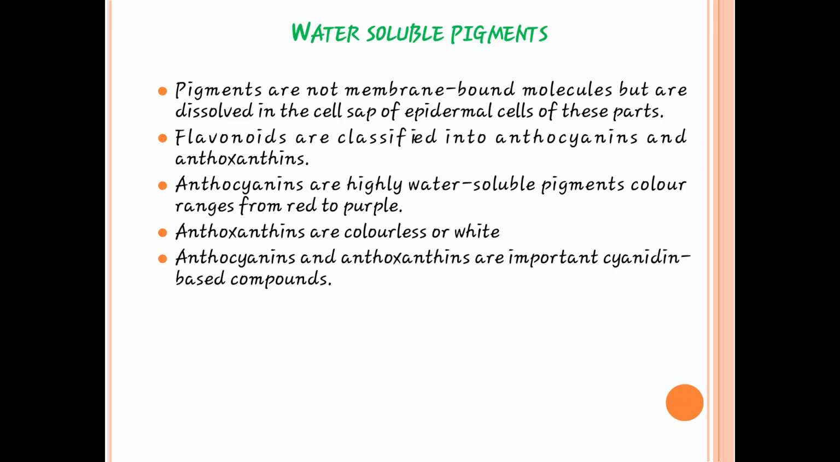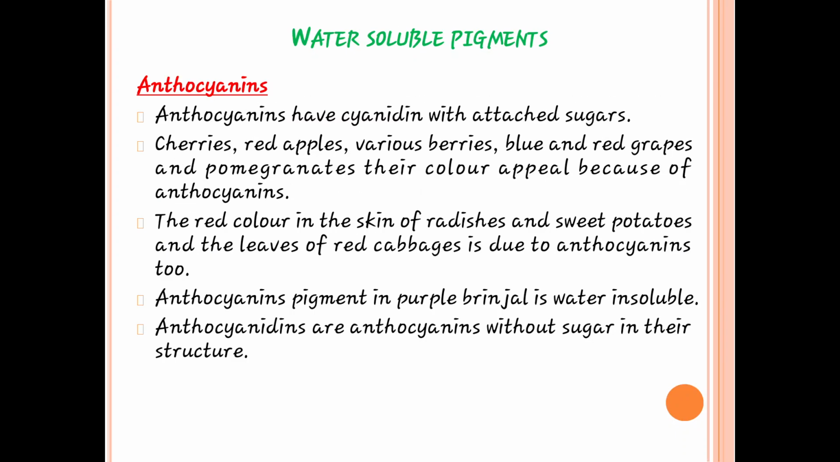Next one is water soluble pigments. These pigments are soluble in water. The pigments are not membrane bound molecules, but they are dissolved in the cell sap of epidermal cells. Flavonoids are classified into two types: one is anthocyanin and the other is anthoxanthin. Anthocyanins are highly water soluble pigments, ranging from red to purple in color, whereas anthoxanthins are colorless or white. Anthocyanin and anthoxanthin are important cyanidin based compounds.